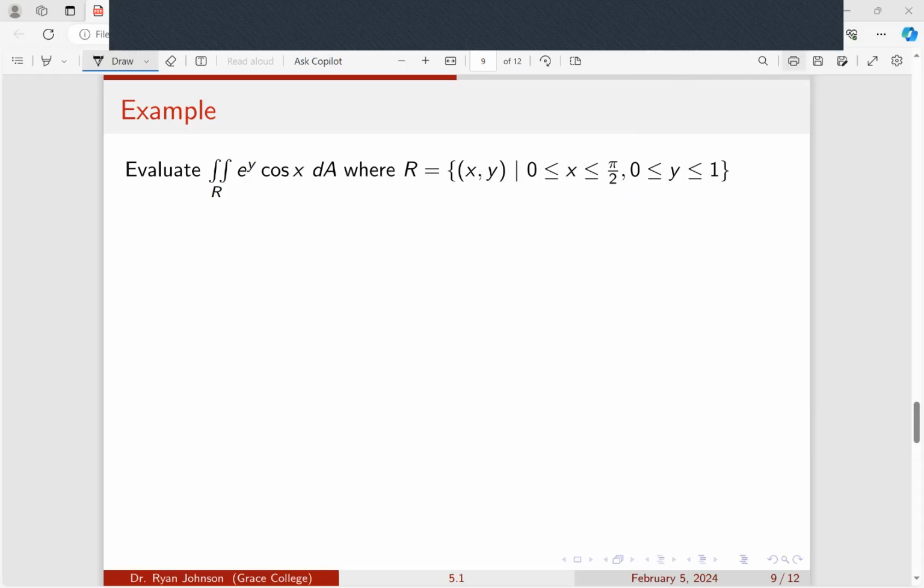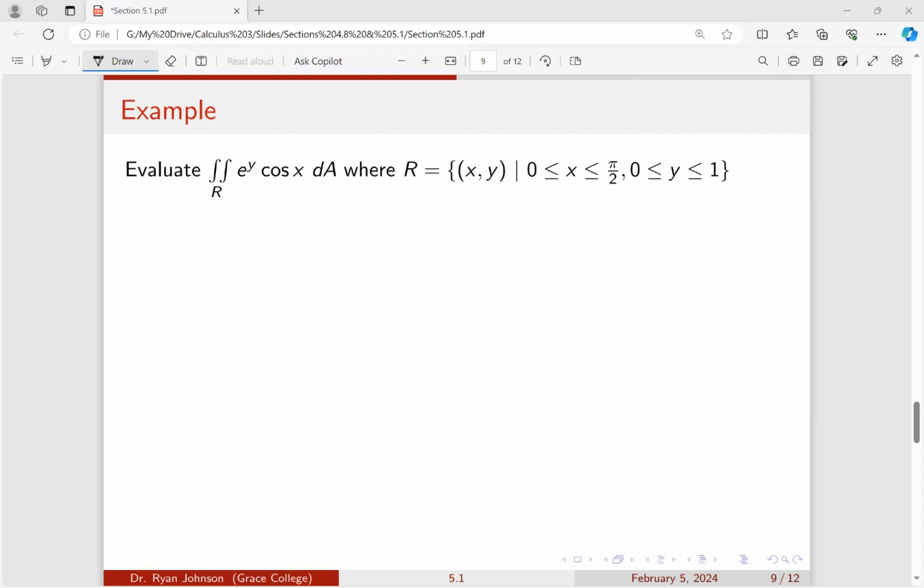Okay, now let's do our second example of this section. Here we have a double integral of e to the y times cosine x dA, where R is the region, x is from 0 to pi over 2, y is from 0 to 1. For a second time, I'm going to do this two ways.